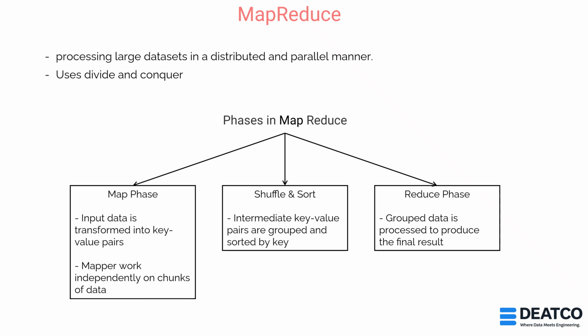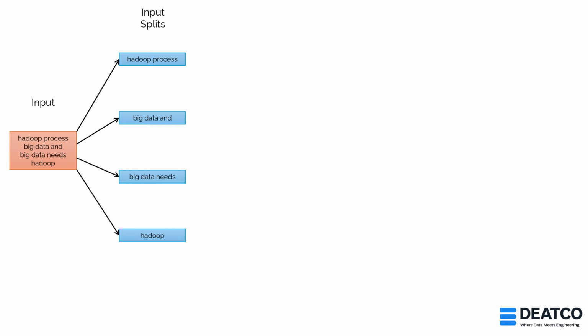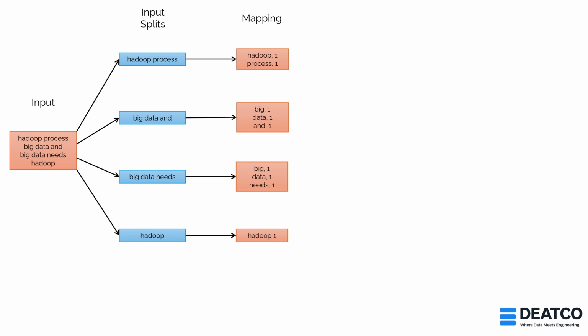Now let's understand MapReduce with a simple example of word count. Assume we have an input text document that contains a sentence such as "Hadoop process big data and big data needs Hadoop." First, the input is split into separate lines. And then in the map phase, the input text is split into smaller chunks and each mapper processes its portion of the data. The mapper reads each word and converts it into a key value pair, where the word is the key and the value is 1. For example, the mapper produces pairs like Hadoop 1, process 1, big 1, data 1, and so on.